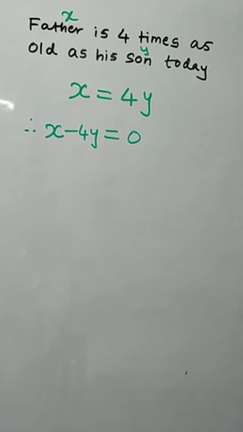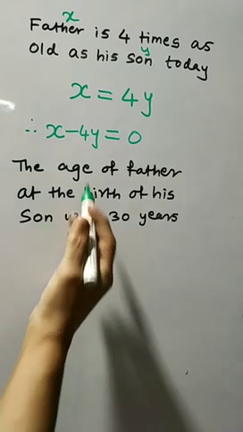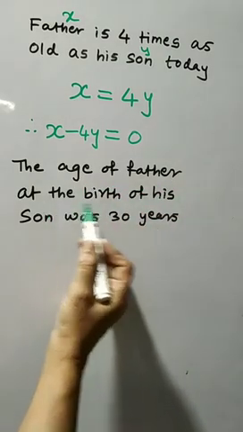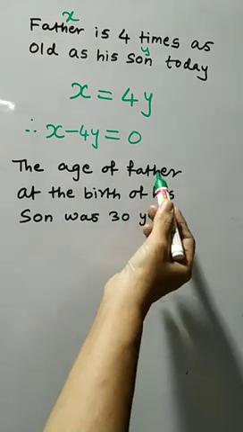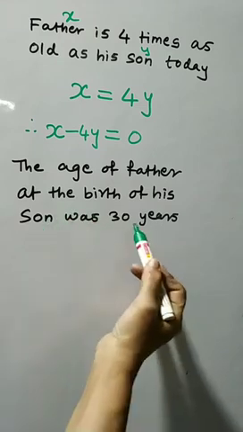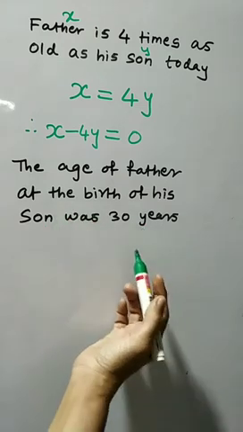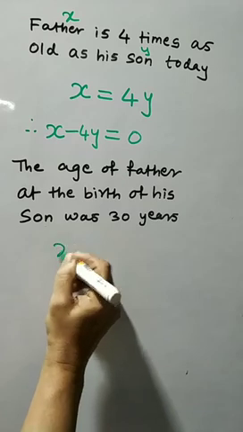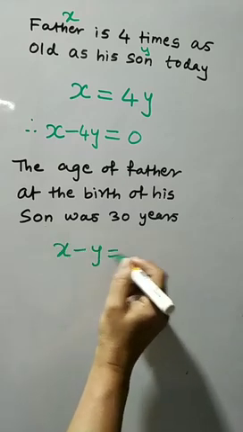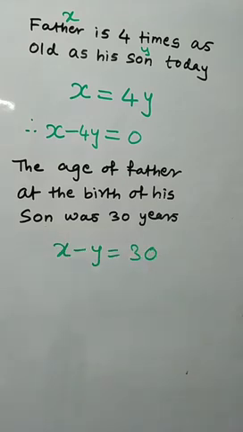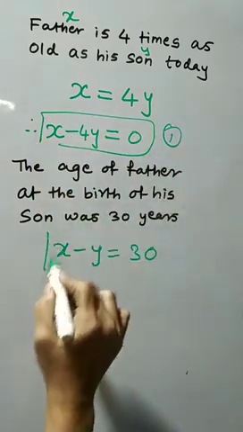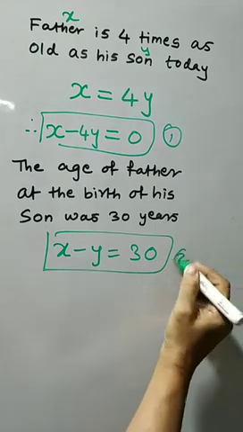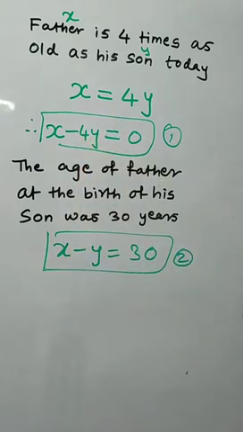Second equation. Next set of information, the age of father at the birth of his son was 30 years. This simply means the difference between father and son's age is 30 years. So how do you show difference? So therefore x minus y is equal to 30. So here you have equation 1 and this is equation 2. Solve both these equations and you will get father's and son's ages.